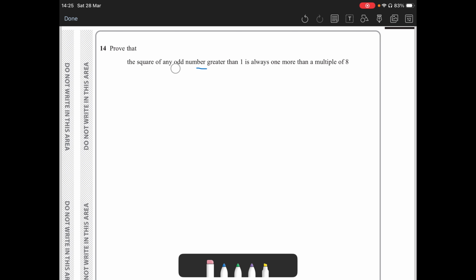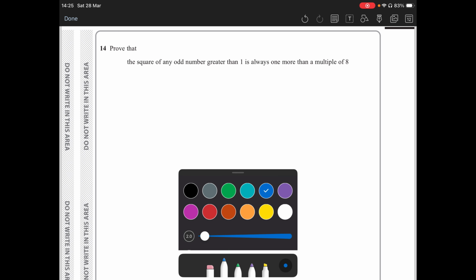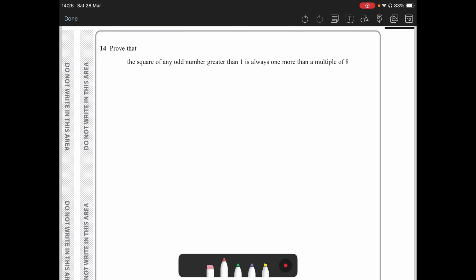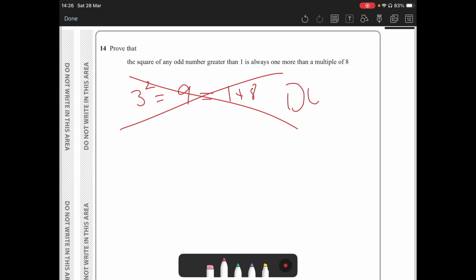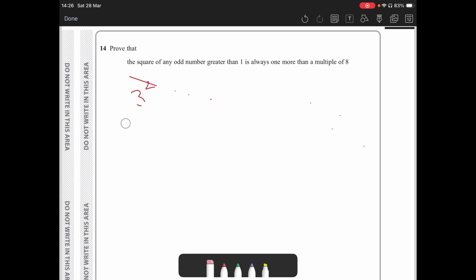actually, you know what? For people who like to scroll, let me just say what I hate seeing as an examiner. Please don't just say 3 squared is 9, which is obviously one more, 1 plus 8. Please don't do this. Because there is no such thing as proof by example. Yes, you've shown it for one value, but when we prove it for all values of n, we need to generalize using algebra.